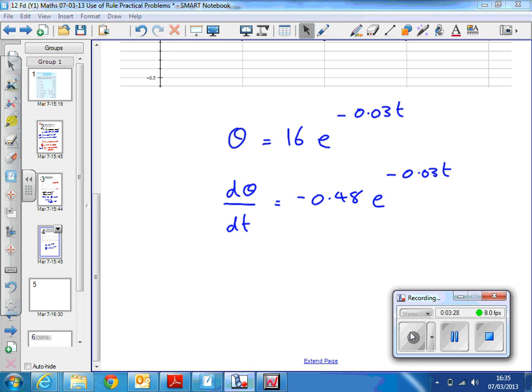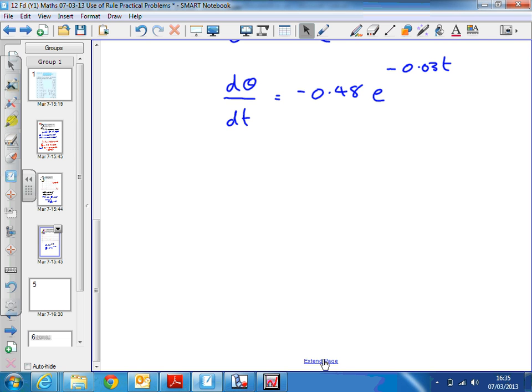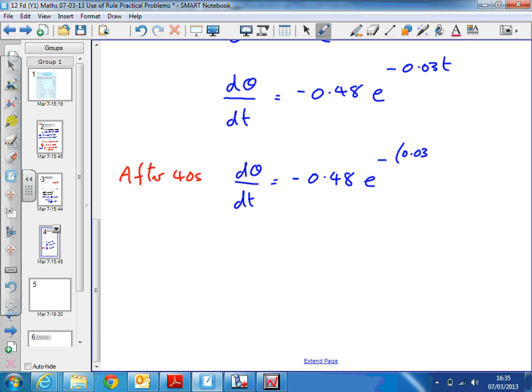So differentiating, we get d theta by dt equals negative 0.48 e to the negative 0.03 t. The power doesn't change. The number just goes down and multiplies by the number in front. Now, after 40 seconds, we can find the rate of change of theta with time, and that equals negative 0.48 e to the minus 0.03 times 40. And now just plug that into a calculator, and out comes the answer. Would you like to try it and see what you get?